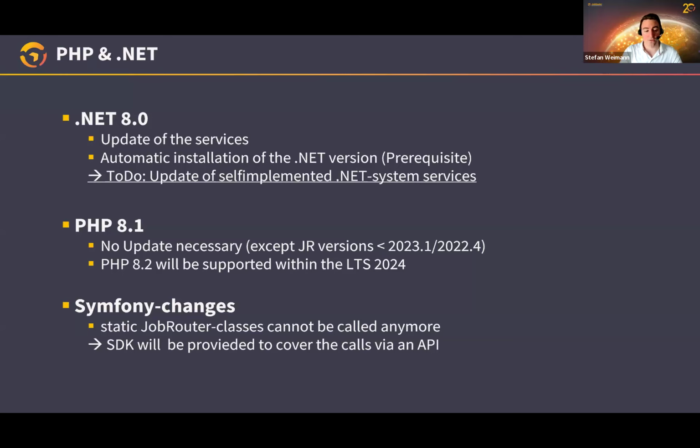But to cover those who use those and are missing some functionality with 2024.1, we will provide an SDK to cover those calls. So you are able to call them via an additional API call, so you're safe with your current functionalities. We are working with our professional services department on what is commonly used in the past for those projects. But feel free to send us a message about what kind of static JobRouter functions you used, so we are able to also add them to the SDK.